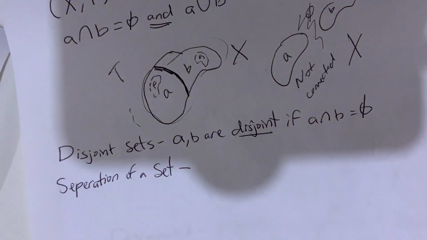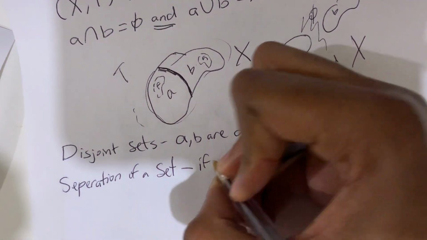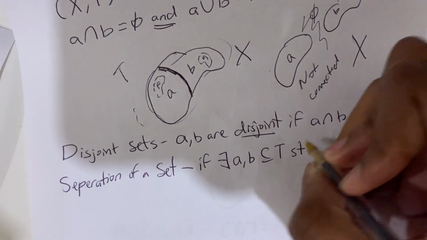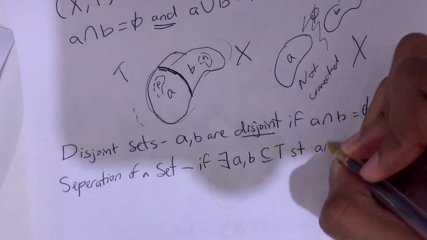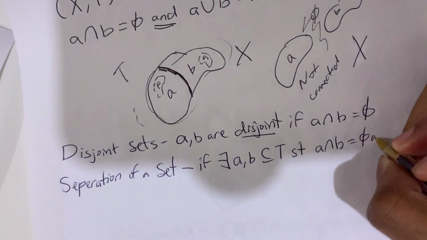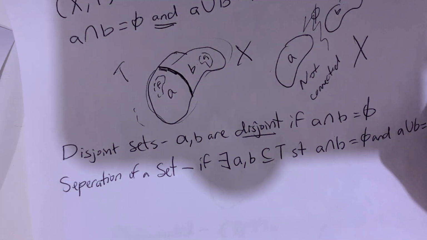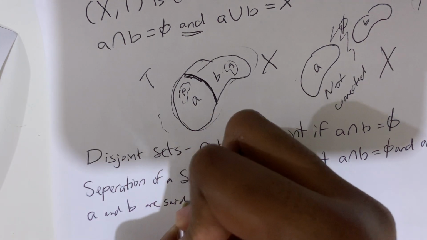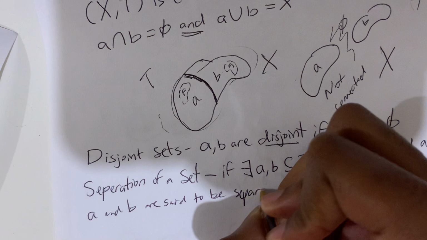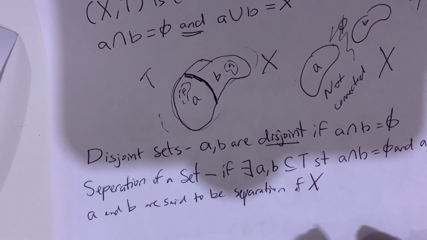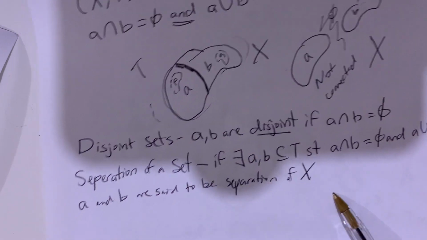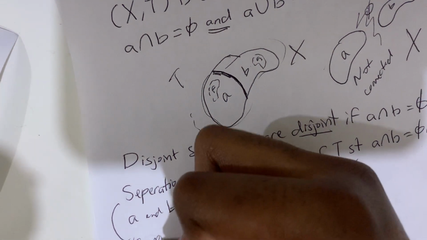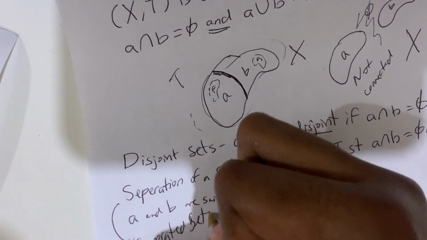A separation of a set is defined as follows: if there exist open sets A and B such that the intersection of A and B is the null set and the union of A and B is the entire set, then A and B are said to be a separation of the set. That's what we call the A and B islands, basically. They're also sometimes called separated sets.